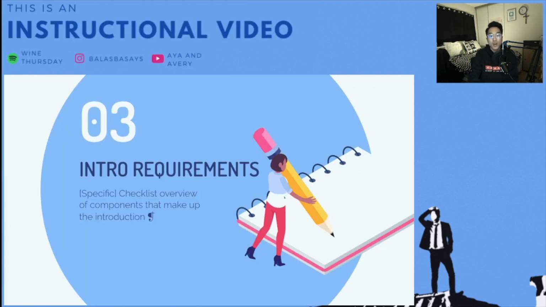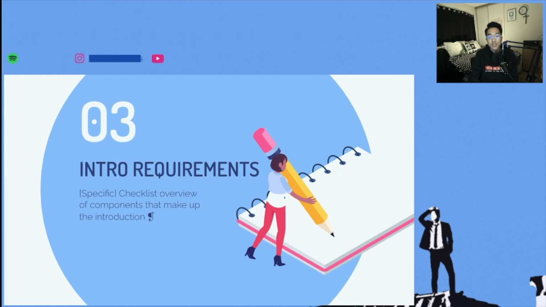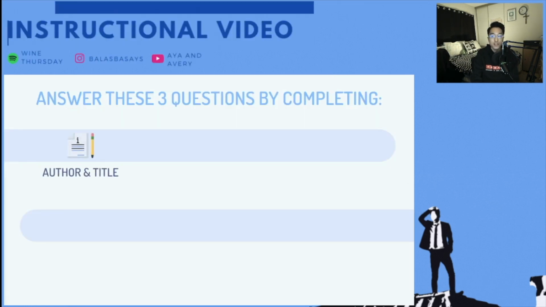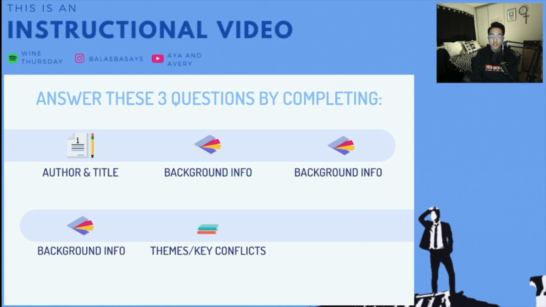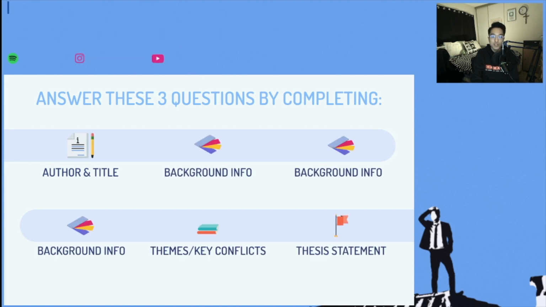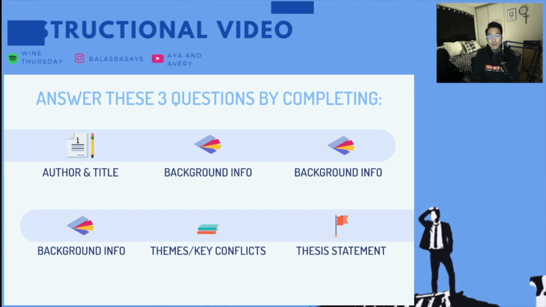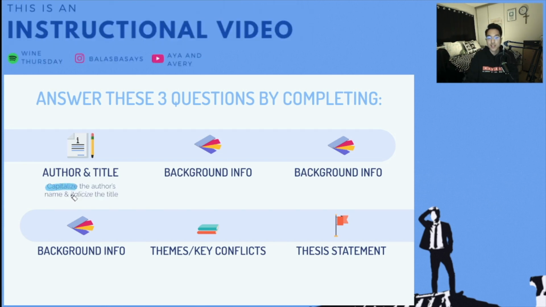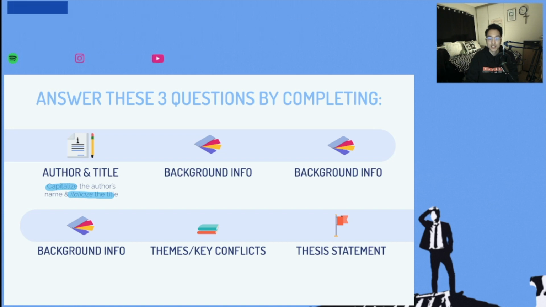Now let's look at the requirements we'll use to answer each of those questions. Some of the requirements you'll need in your introduction paragraph are the author and title, background information, themes and key conflicts, and lastly, your thesis statement. Now let's take an in-depth look at how all of these elements link back to those 3 important questions that an introduction answers. So make sure you capitalize the author's name and italicize the book title. This is key. This is MLA formatting, not my rule. It's just a standard rule for English essay writing in general.